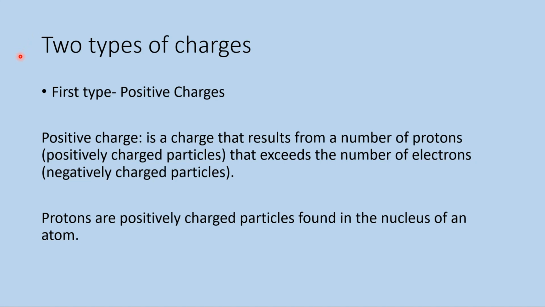Types of electric charges. There are two main types of electric charges. The first one, the positive charge, is a charge that results from a number of protons that exceeds the number of electrons, where protons are positively charged particles and the electrons are negatively charged particles. This indicates that the total positive charge is greater than the total negative charge, so the object is positively charged. Where protons are positively charged particles found in the nucleus of an atom.